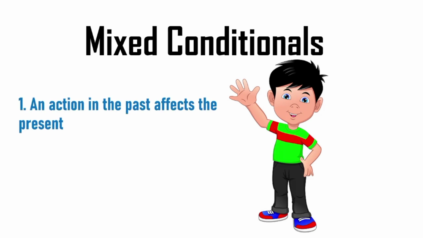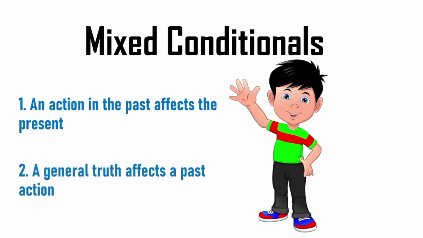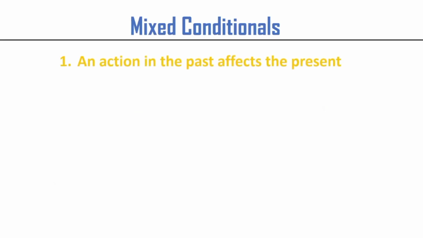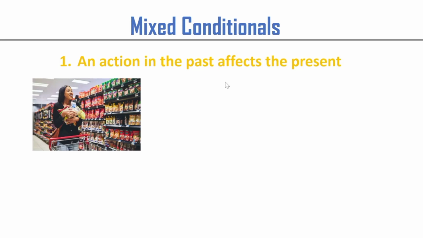In today's lesson, we're going to talk about mixed conditionals. We use mixed conditionals when we want to talk about an action in the past that affects the present, and a general truth that affects a past action. Alright, let's start with the first one: an action in the past affects the present. So the keyword here is past action affects present.